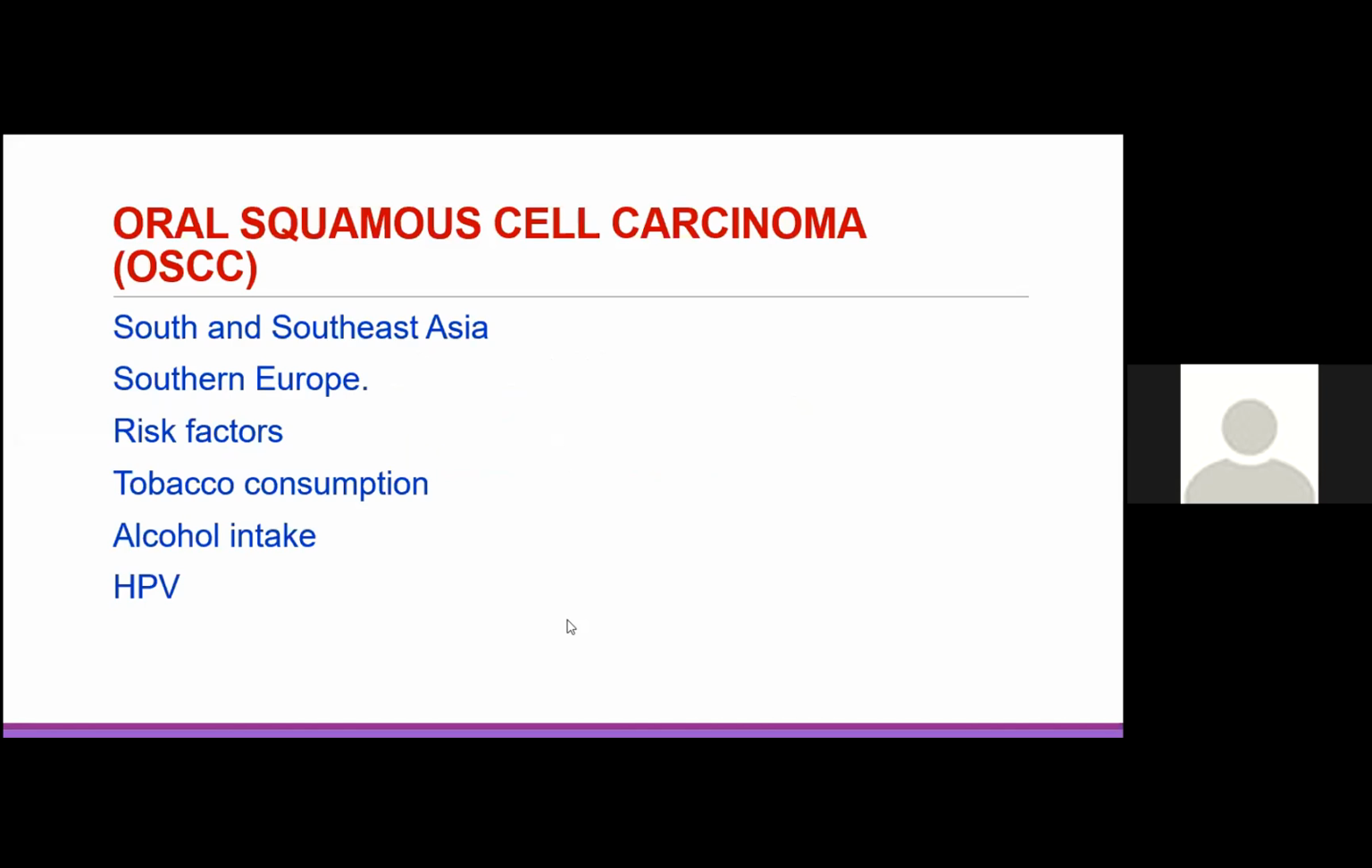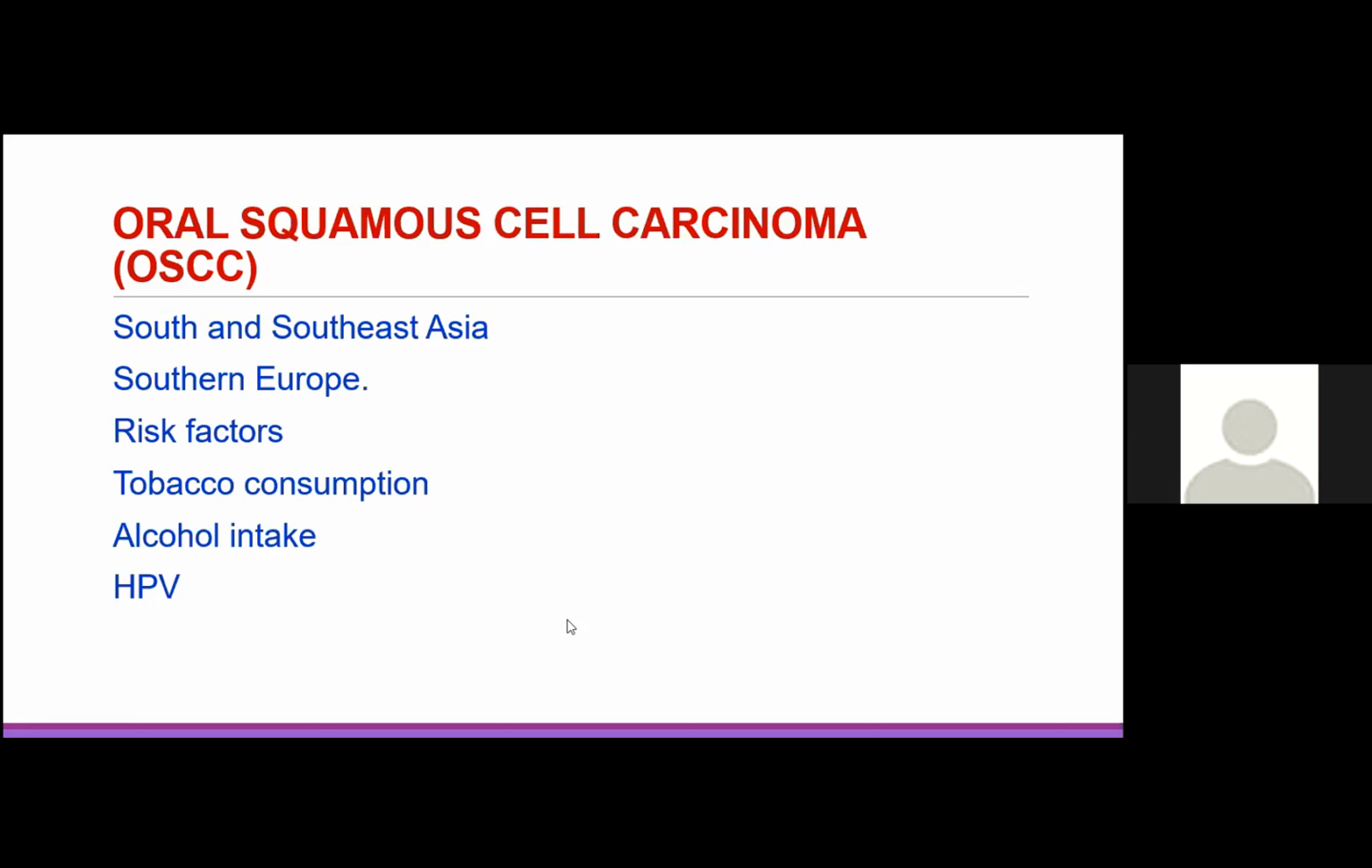Oral squamous cell carcinoma is prevalent in Southeast Asia, also in certain countries of Southern Europe. I'd like to brief you about squamous cell carcinoma, especially the oral one. Now there are certain important risk factors, for example, tobacco consumption. It's very high in Southeast Asia, and that is the prime etiology for oral squamous cell carcinoma. Also, alcohol intake is one of the important etiological factors.